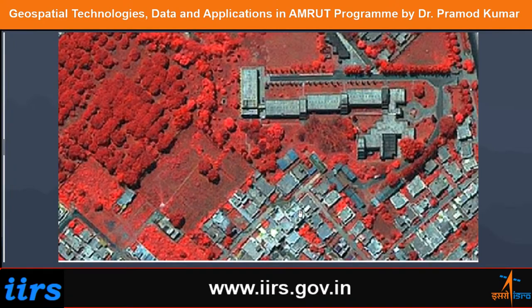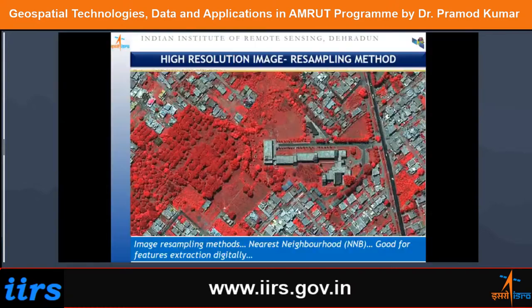So the summary is, the nearest neighborhood method can be used when you are subsequently deploying the digital technique, because it does not alter the pixel value, but one can use the cubic convolution if someone is using the visual image interpretation techniques on the screen. But as I said, within the AMRUT sub-scheme, we are trying to extract the information on the screen by visual interpretation technique. So the cubic convolution is a prescribed method for the AMRUT sub-scheme.